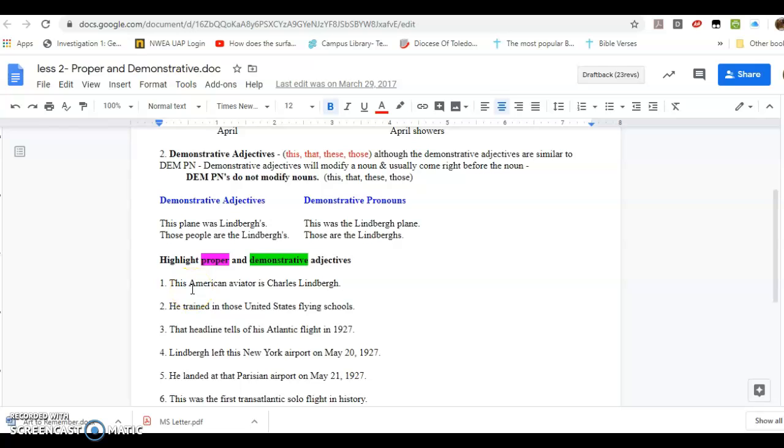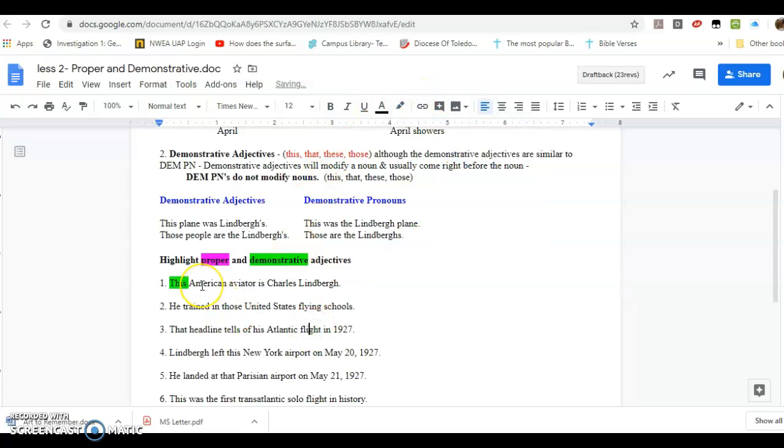So when you're looking at this first sentence, this American aviator is Charles Lindbergh. Well, right off the bat, the word this, it's one of the 4 words. Is this describing something immediately after it? Well, yes, it's describing this aviator, or maybe even this American aviator. If this sentence did not have American aviator and just said, this is Charles Lindbergh, then the word this is a demonstrative pronoun. But because it is immediately followed by the noun it's describing, it's a demonstrative adjective, so I color it green.